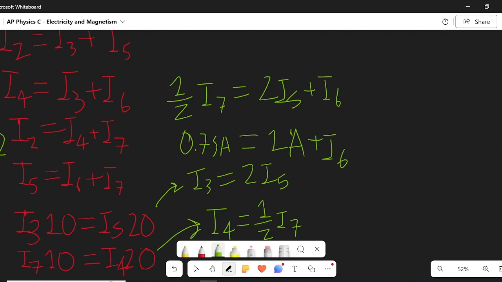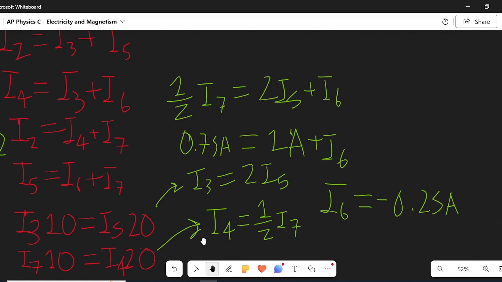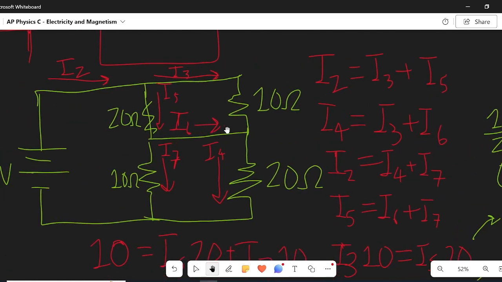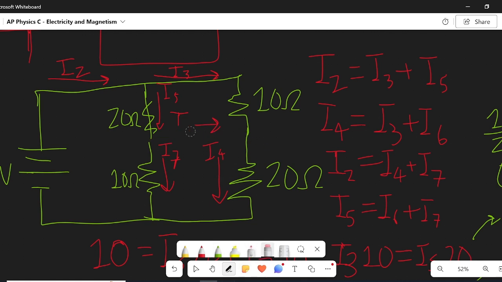So now if we solve this, we get that I6 equals negative 0.25 amp, which means that in this case, the I that we were solving for actually goes in the reverse direction. So the I actually goes in this direction. Remember, at the start we were solving for I, which is flowing in this direction, like so.